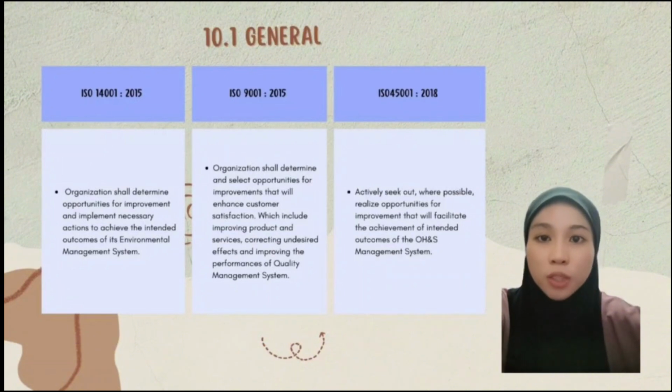For Clause 10 is improvement. 10.1 which is general. The difference between the three of them is for ISO 14001, the organization should determine opportunities for improvement and implement necessary action to achieve the intended outcomes of the environmental management system. Second, for ISO 9001, the organization should determine and select opportunities for improvement that will enhance customer satisfaction, which include improving product and service, correcting undesired effects, and improving the performance of the quality management system. And lastly, ISO 45001, actively seek out, where possible, opportunities for improvement that will facilitate the achievement of intended outcomes of the OH&S management system.